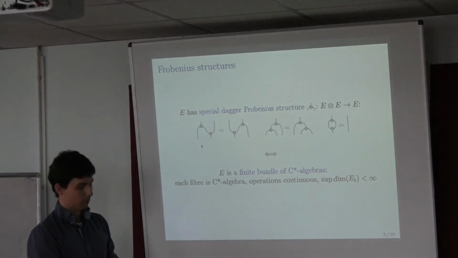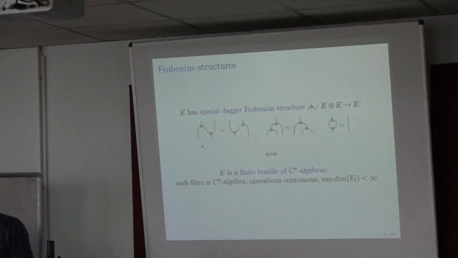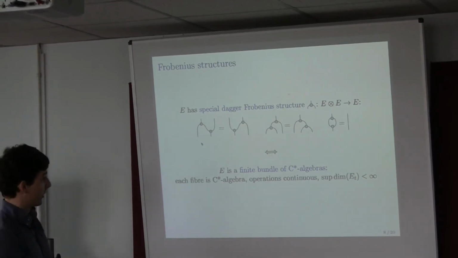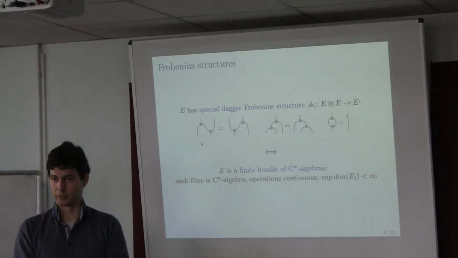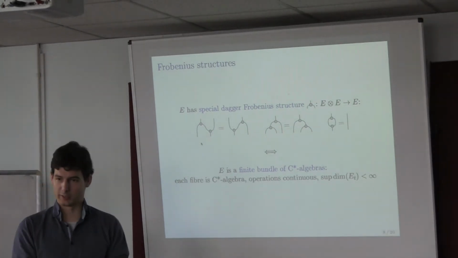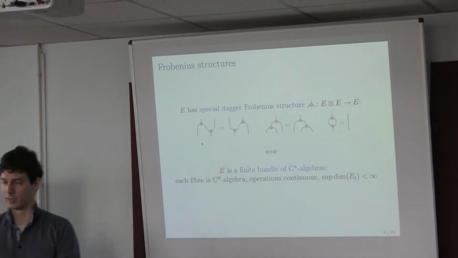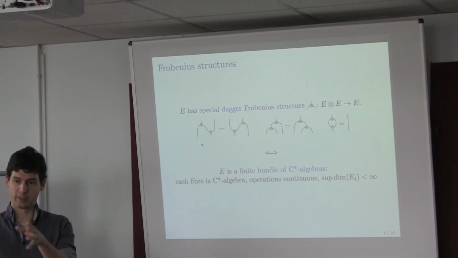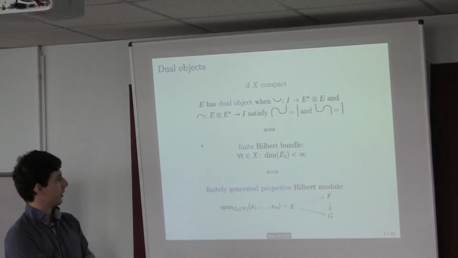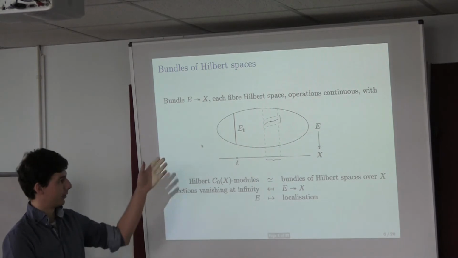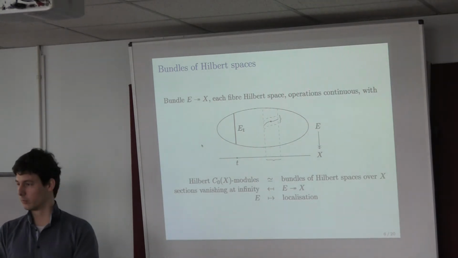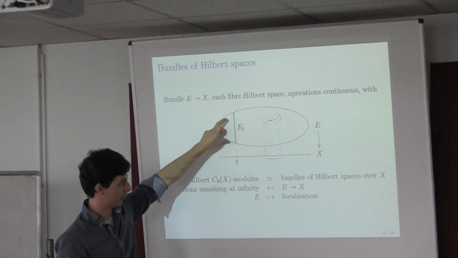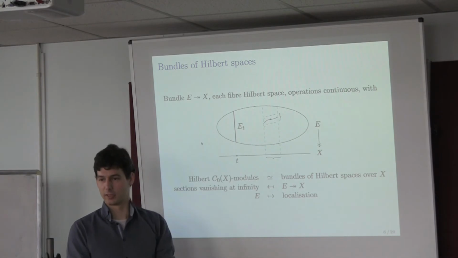And so, in the category of Hilbert spaces, only Hilbert spaces over complex numbers, the special dagger Frobenius structures are precisely the finite dimensional C-star algebras. The same kind of thing works here, except now it varies continuously again. So you don't get one C-star algebra, you get one C-star algebra for each point in your base space, varying continuously. Just as I talked about bundles of Hilbert spaces, in a very similar way you can do bundles of C-star algebras. So now every finite fiber is a C-star algebra, and the operations like addition and the star are continuous.